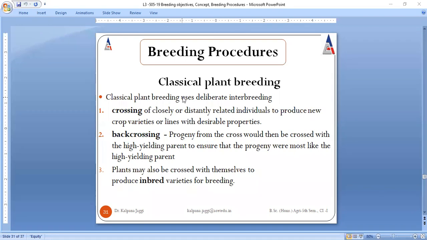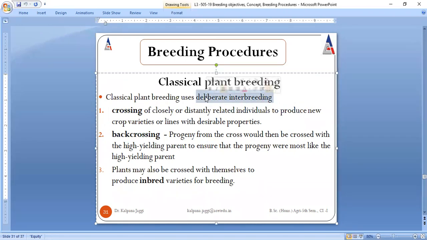Classical plant breeding actually involves deliberate interbreeding. That means knowingly we are resulting in interbreeding, that is crossing of two species. Now crossing can take place in three ways. Very first is the crossing. In the crossing, one individual is crossed to a distantly placed individual so that new crop varieties or lines can be produced, but very important, with desirable properties. This is said to be crossing. Crossing means crossing among two individuals or two species, but among species that are distantly placed. That means distant crossing is taking place, but results must be desirable.